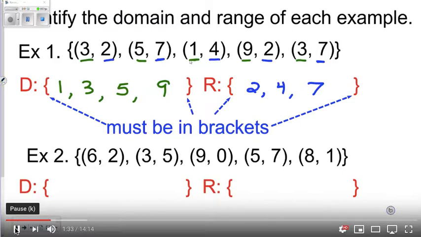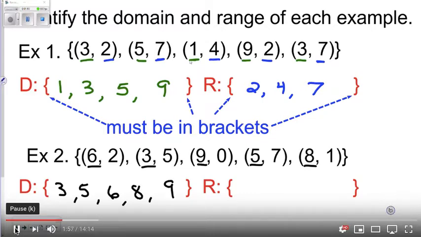On number 2, we're looking for the domain, your x values. The smallest x value we have is a 3. And then our next smallest x value is a 5. Our next one is a 6. And then we have 8. And then our largest x value is 9.